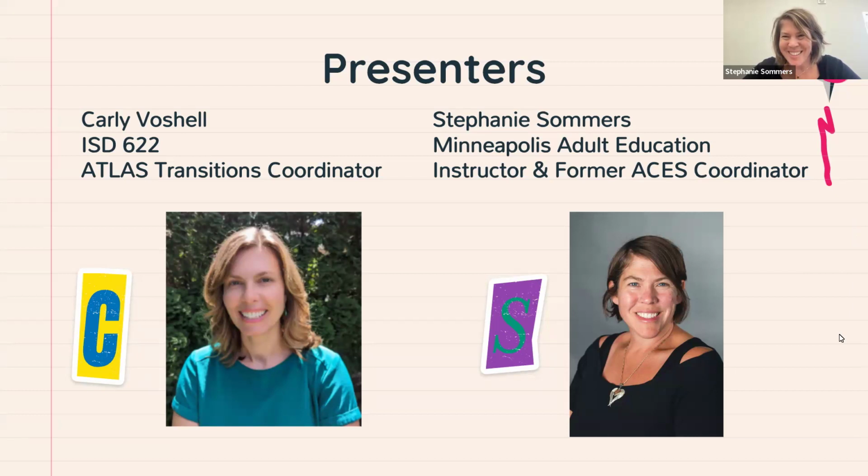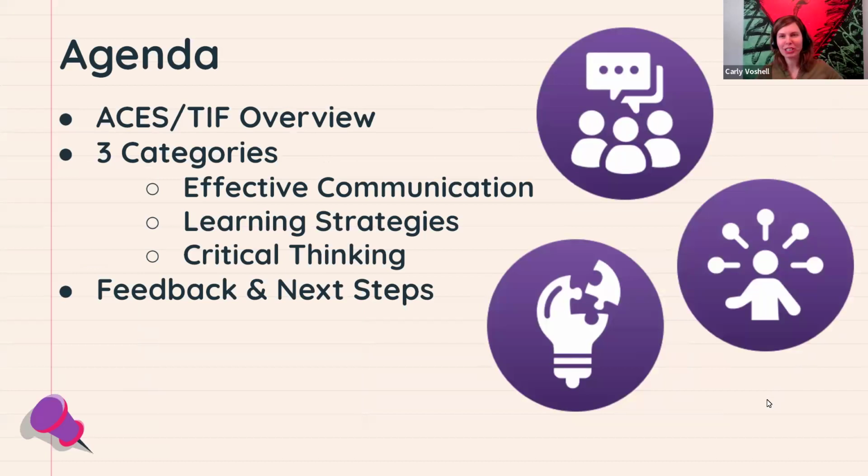So let's see, what are we going to talk about today? Here is our agenda. We're going to start with just a quick overview of what is ACES, what is TIF, and then we're going to get into the three categories for today. There's six categories total for ACES TIF. We're going to focus on these three: effective communication, learning strategies, and critical thinking. If you'd like to learn more about the other three categories, we're going to have another webinar in February. We'll have more information about that later.